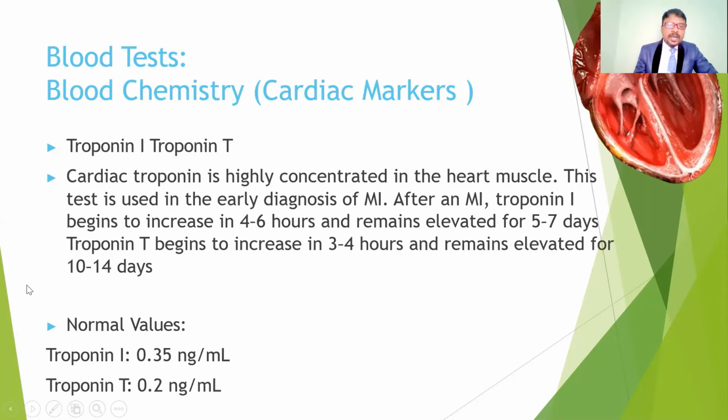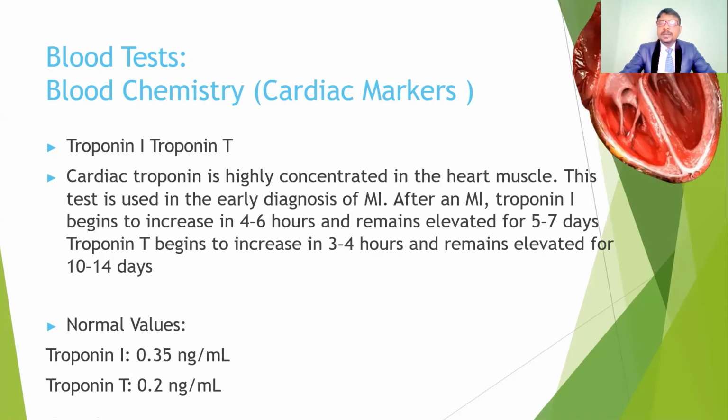Coming to troponin I and troponin T, these are the cardiac markers. They are highly concentrated in the heart muscles. This test is used in the early diagnosis of the MI, myocardial infarction. After myocardial infarction, troponin I begins to increase in 2 to 4 hours and remains elevated for 5 to 7 days. Troponin T begins to increase in 3 to 4 hours and remains elevated for 10 to 14 days. If it is elevated, it is going to alter the cardiac muscle function, the heart function.